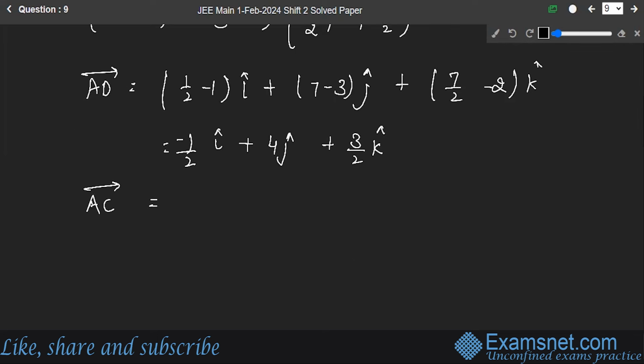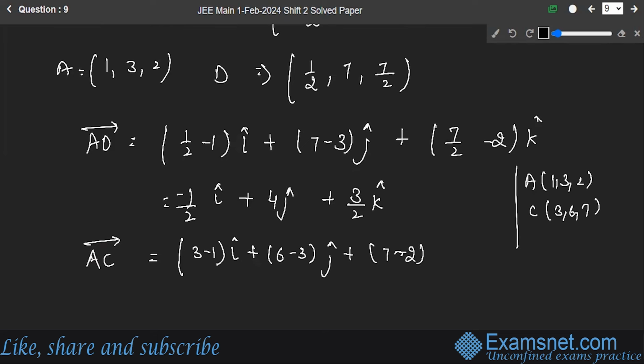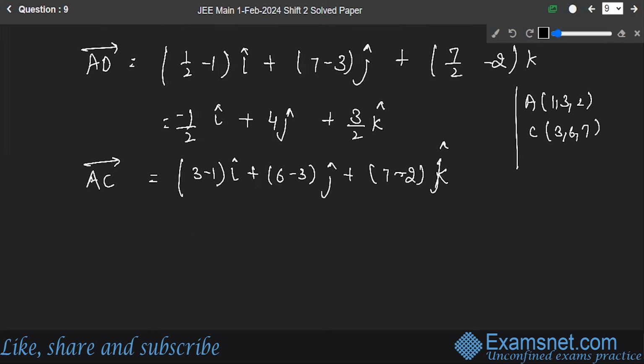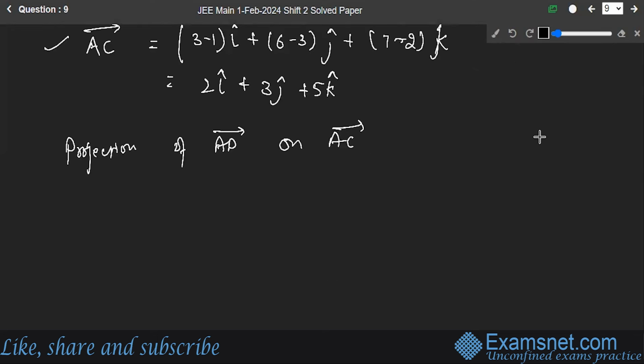Similarly, the AC vector will be given by, let's write down A and C. A is (1, 3, 2), and C was equal to (3, 6, 7). So this will be given by (3 - 1), (6 - 3), (7 - 2) k. So this is 2i, 3j, and 5k vector, right? Now, this is AD and AC. Projection of AD on AC will be given by, let's have that in picture.